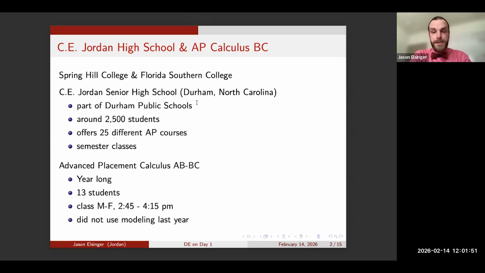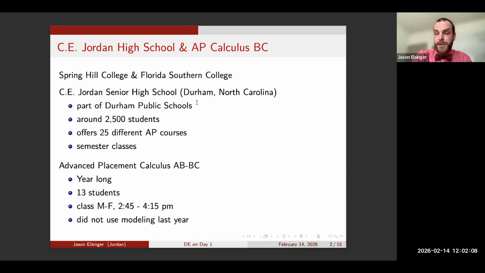The Advanced Placement BC course is run as all 2 semesters, where the first semester is essentially Calculus 1 plus a little bit of volumes and area between curves. And then the BC portion happening now is essentially everything else that's in Calculus 2.